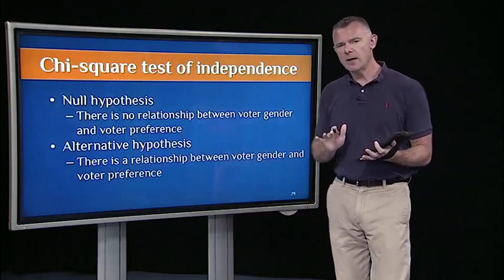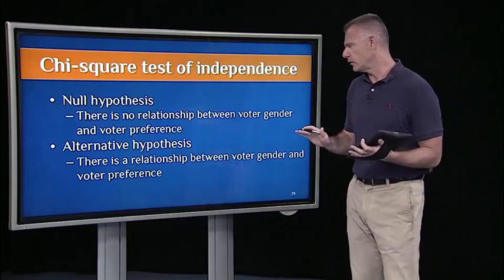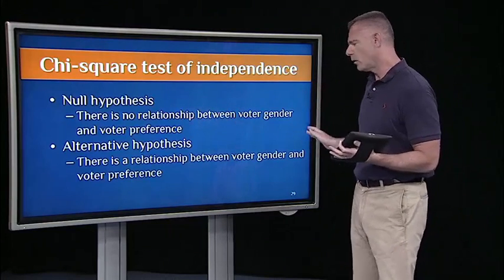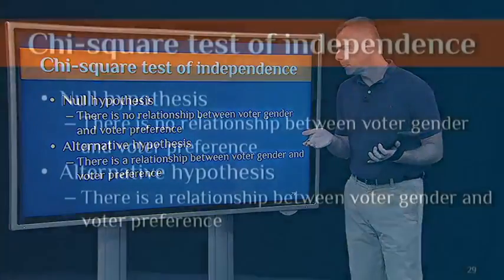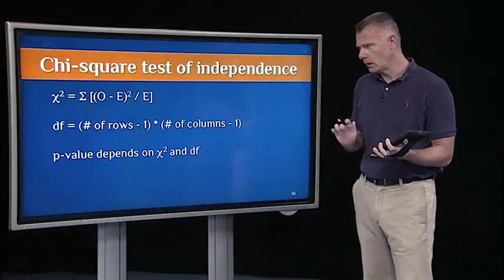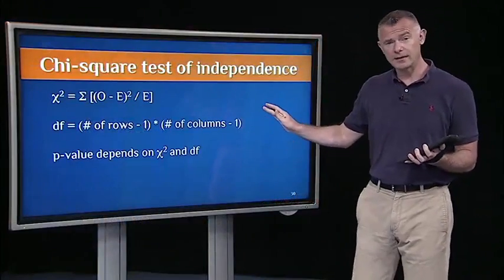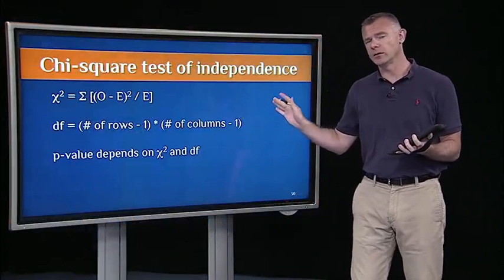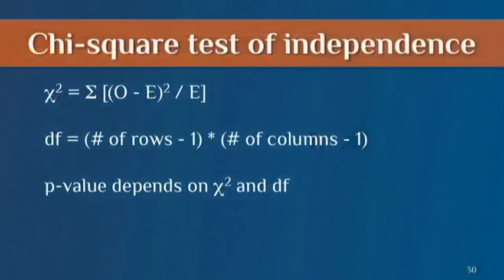So again, the null hypothesis is that there's no effect, so there's no relationship between voter gender and voter preference. The alternative hypothesis, of course, is that there is a relationship. There's a contingency. The chi-square formula is exactly the same as the chi-square formula we saw in the last segment for goodness of fit. Degrees of freedom is slightly different because now we have rows and columns, so it's number of rows minus 1 times number of columns minus 1.